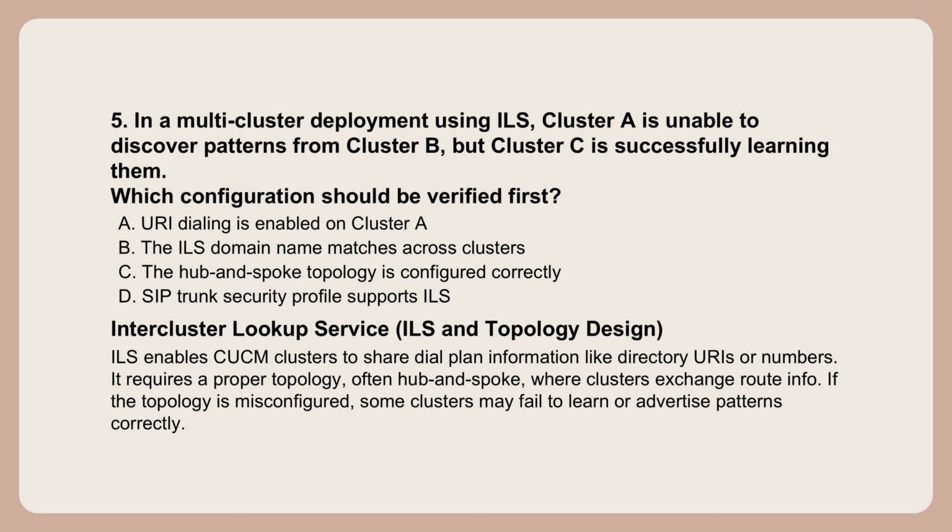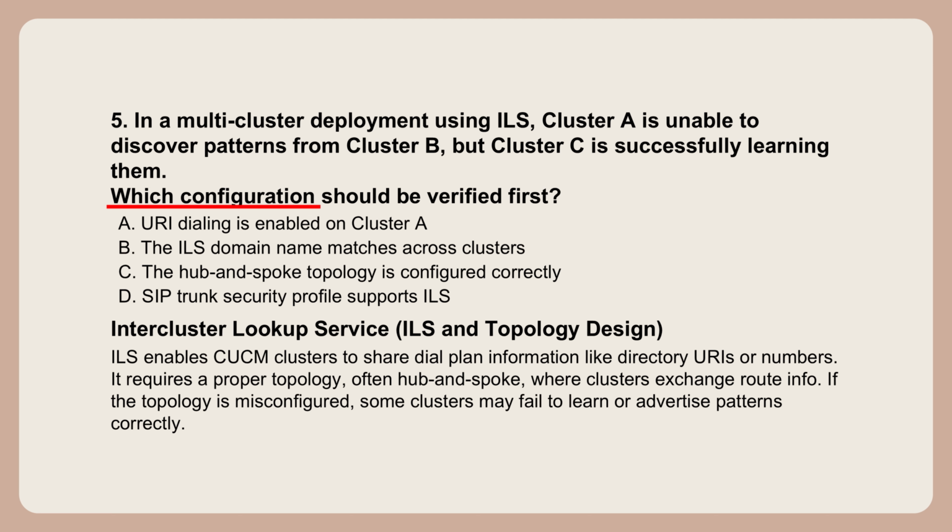Exactly. Now let's tackle intercluster lookup service, ILS, multi-cluster setup. Okay, ILS. Complex stuff sometimes. Right. We have 3 clusters, A, B, and C. Here's the situation. Cluster A can learn patterns from cluster C just fine, but it cannot learn patterns from cluster B. Okay. A sees C, but not B. But cluster C can learn patterns from both A and B. It seems to be working okay, maybe as a central point. Interesting pattern. So, given that specific failure, what's the first thing we should check?